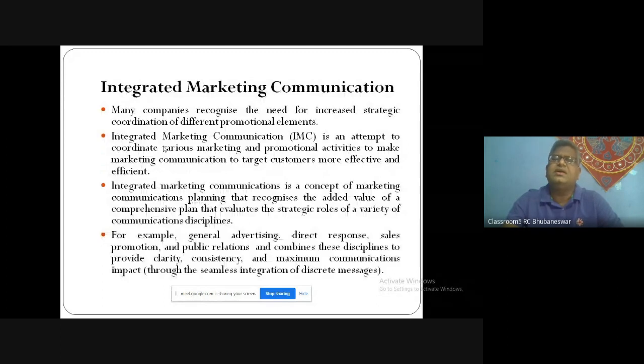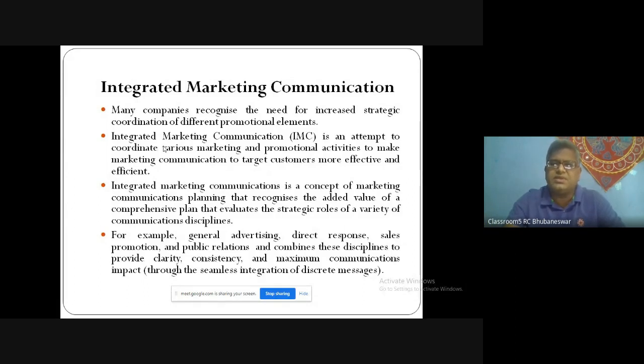Another one is integrated marketing communication. What is integrated? Integrated means you can somehow coordinate marketing communication. You may call it IMC, or you may call it an integrated approach. It is a strategic way in which promotional elements can be effective on target communication. It means you decide strategically.